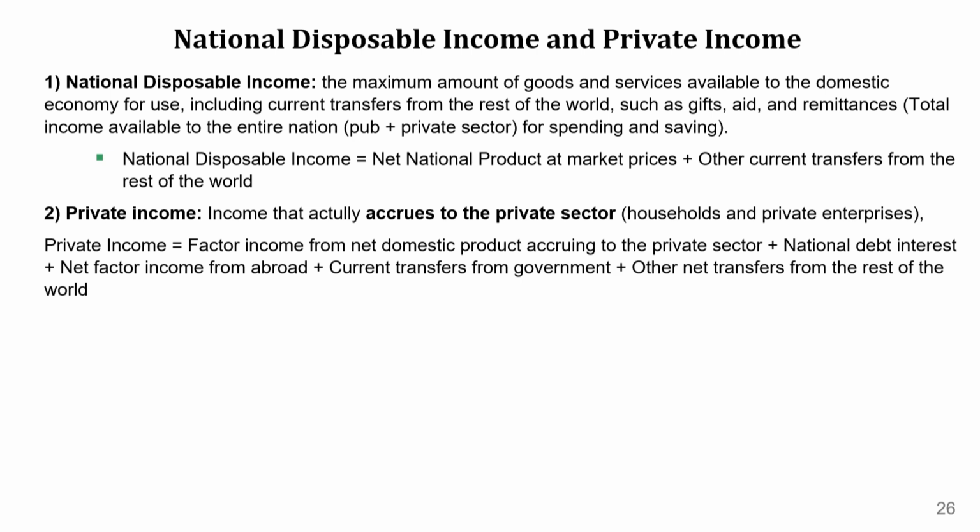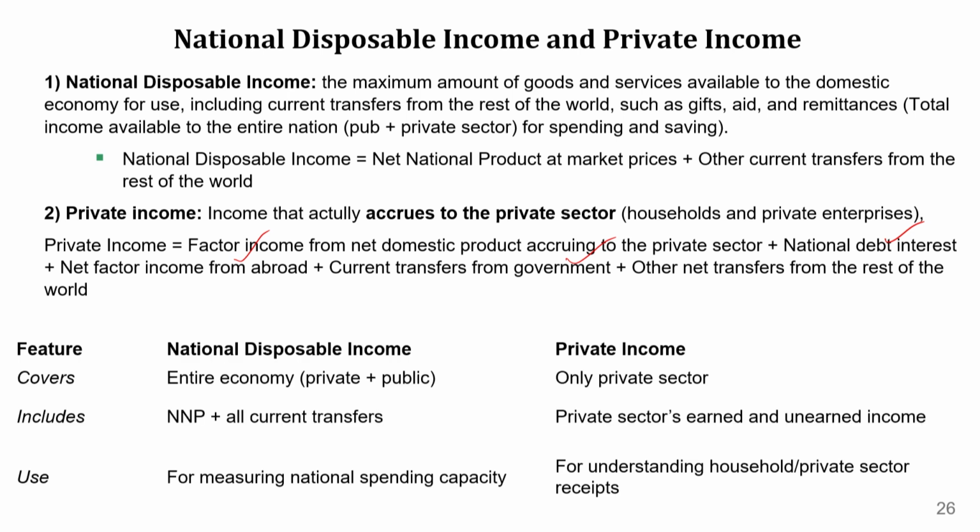Private income here means factor income from net domestic product accruing to the private sector, plus national debt interest, plus net income from abroad, plus current transfers from government and other net transfers from the rest of the world. The main differences I have listed out using a table, what it includes and what it excludes.